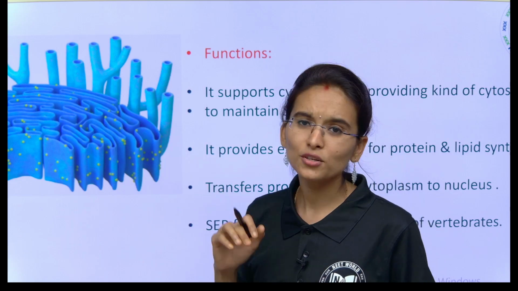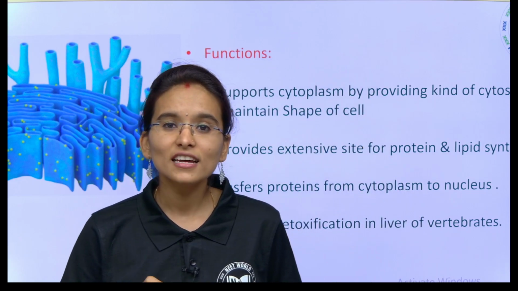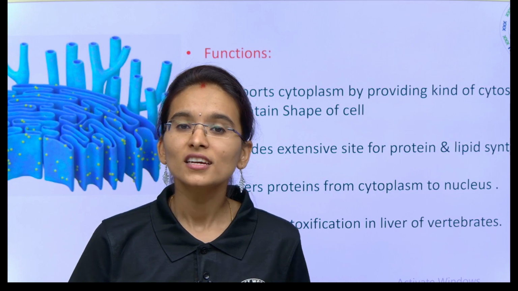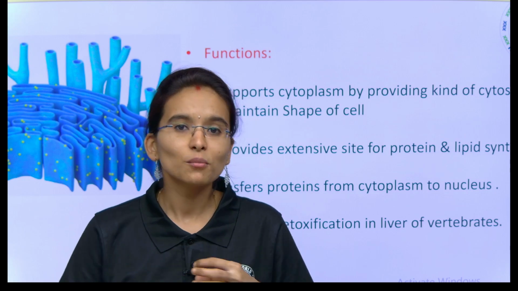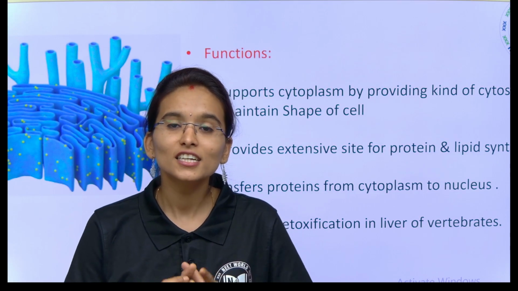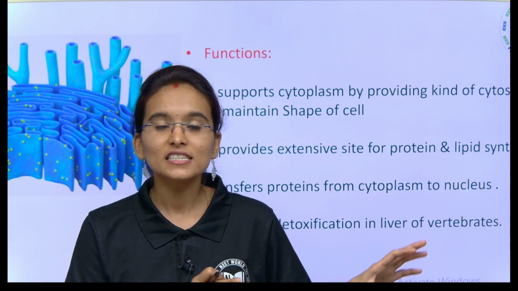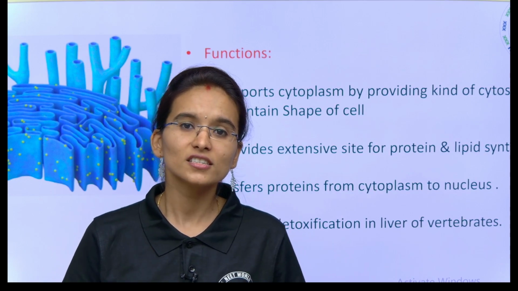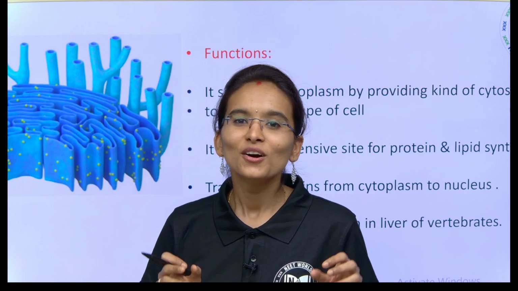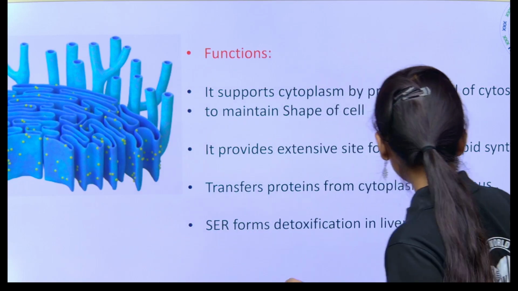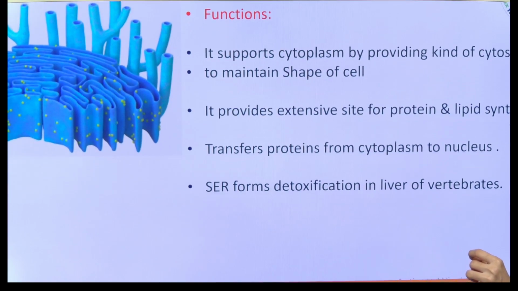And then coming towards the Golgi bodies, it is called the postman of the cell because it is going to receive the proteins, modify the proteins, and then secrete the proteins. These three are the important functions performed by the cell organelle called the Golgi body. So clear?